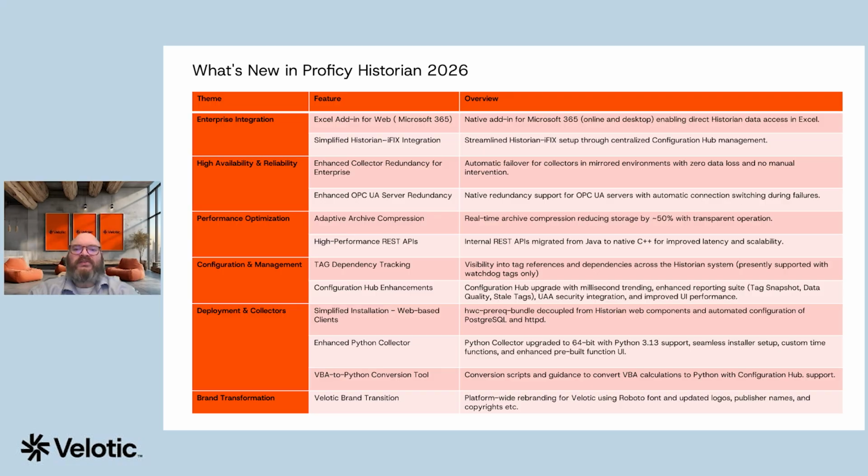Native redundancy for OPC UA, right? What you're seeing is a theme of let's make it easier to configure Historian. Let's make it easier to work with Historian. Let's make it easier to get data into Historian, which can then be used to power analytics.